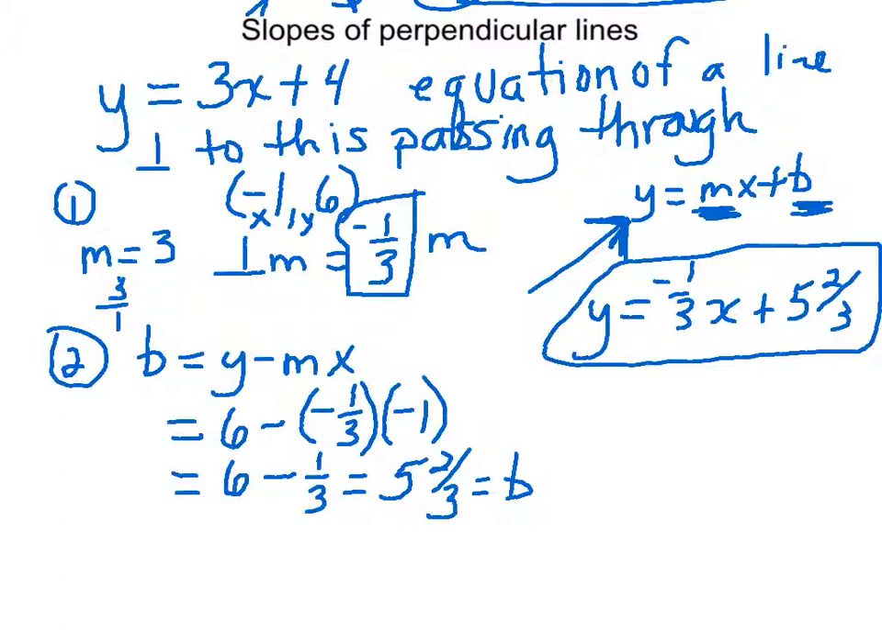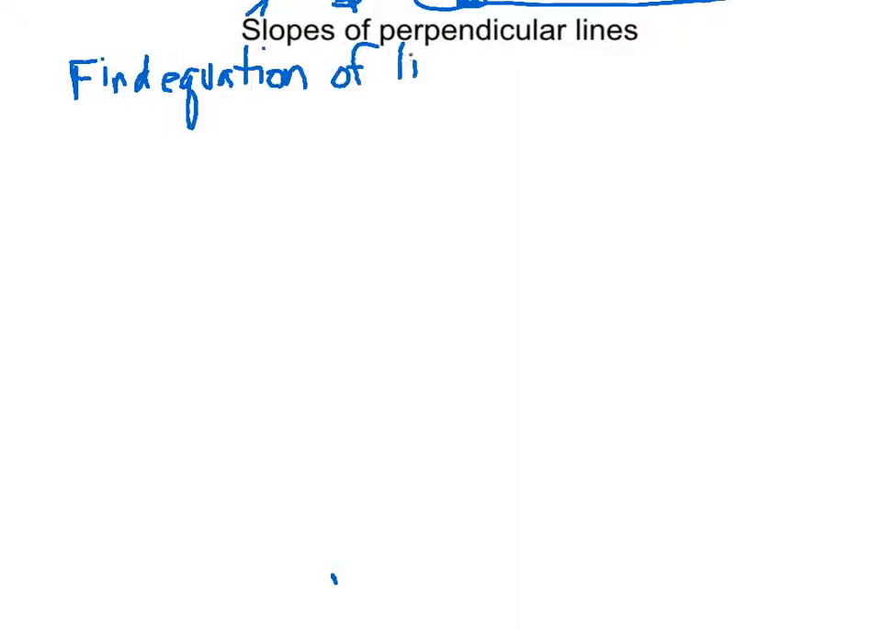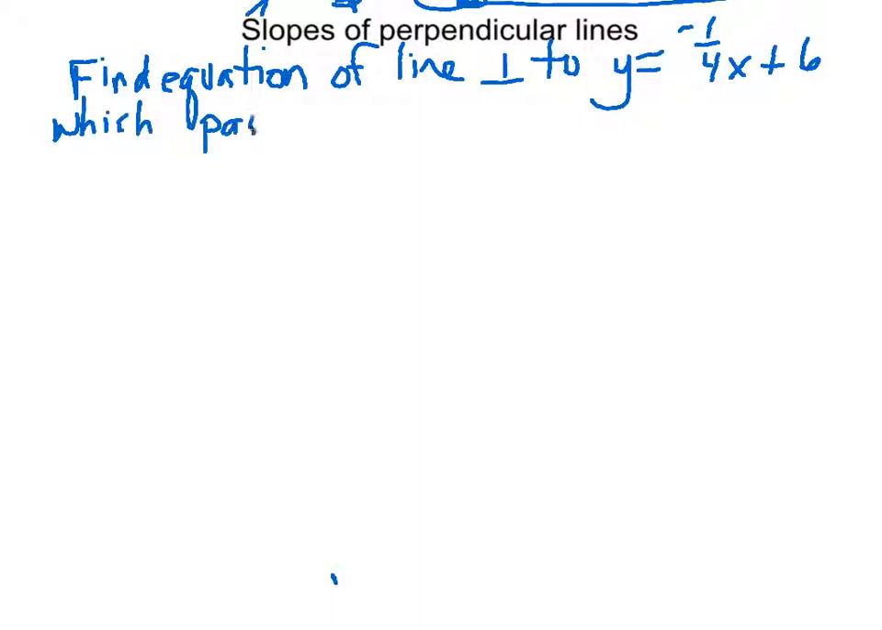Alright, let's try another one. Alright, let's find the equation. It's not really finding it, you're determining it. Find the equation of a line perpendicular to y equals -1/4 x plus 6, which passes through -10, 3. Step 1, find the slope.